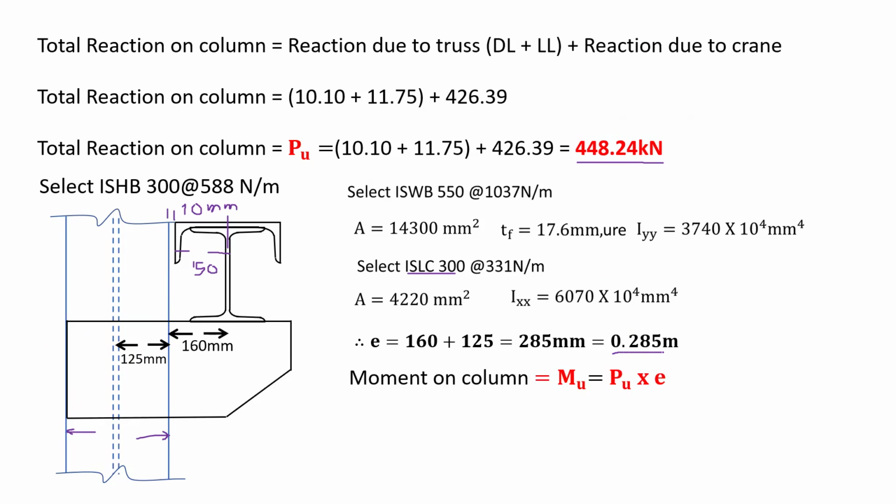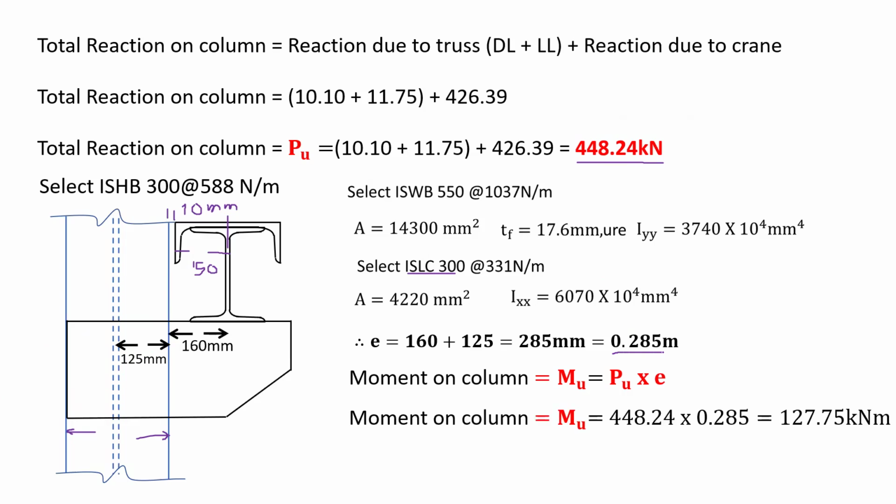Now I know PU, I know E, so I will find MU and we will get the value of MU as 127.75 kilonewton meter. So this is my value of MU. So now we know PU, we know MU. Now we can design the column very easily.